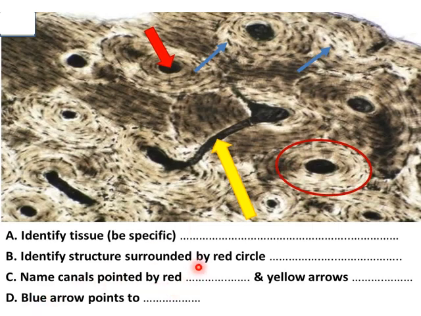The canal pointed by the red arrow is the Volkmann's... the red arrow is the Haversian canal, while the yellow arrow is the Volkmann canal. The Volkmann canal joins Haversian canal with periosteum, and Haversian canal with endosteum. The blue arrow is the lacuna. Can I say it is osteocyte? No, the osteocyte is not present. I can see only the lacuna, the air inside the lacuna.